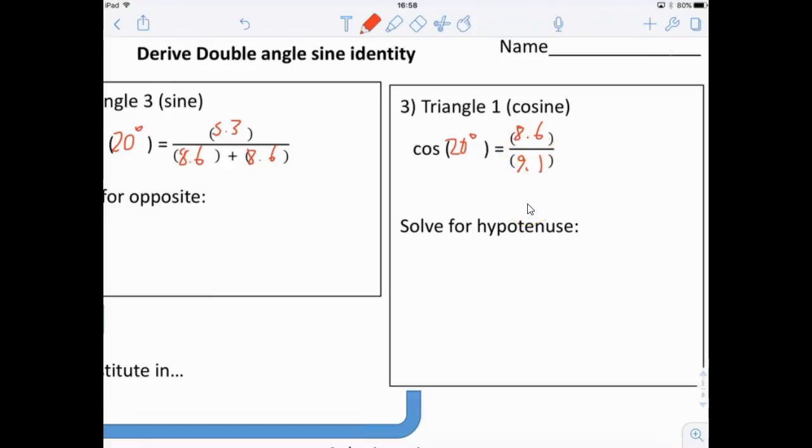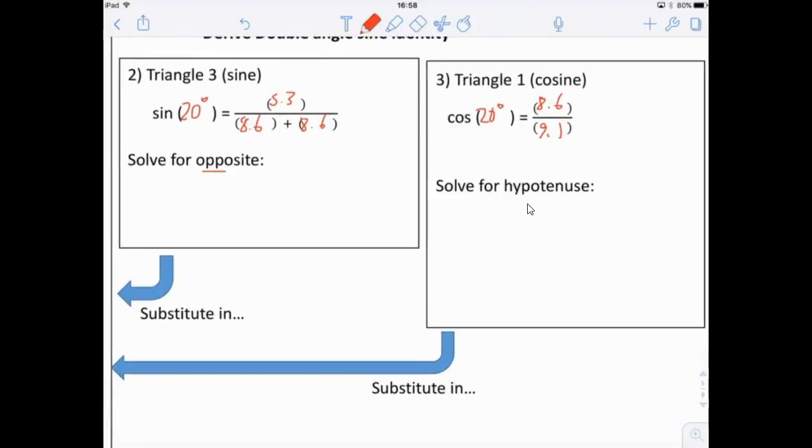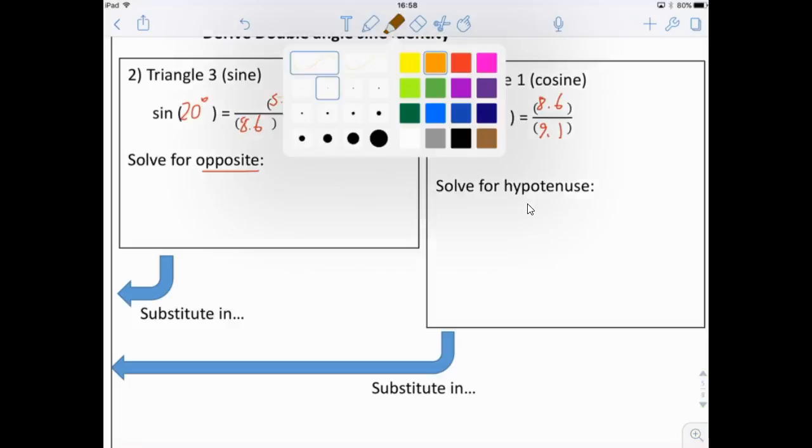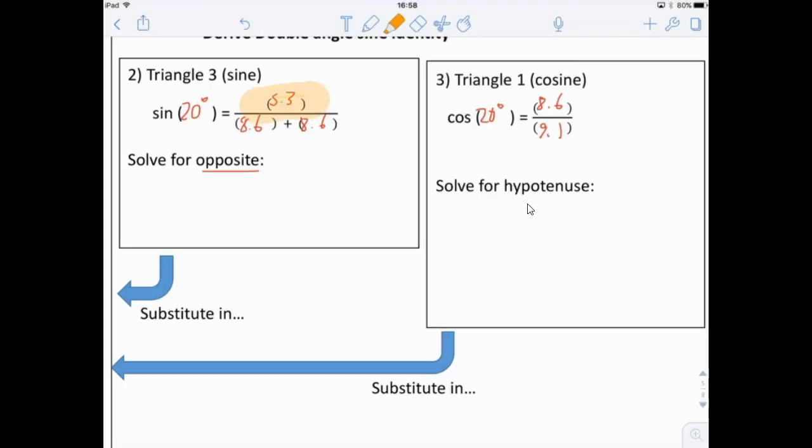Then we're supposed to solve for the opposite here. And the opposite here would be the top one, right? Because it's opposite over hypotenuse. And then here we're supposed to solve for the hypotenuse, which is the bottom here. So let's do that algebra. First we're going to solve for 5.3. We're going to multiply both sides by 8.6 plus 8.6. So we're going to have 5.3 equals 8.6 plus 8.6 times sine of 20 degrees.